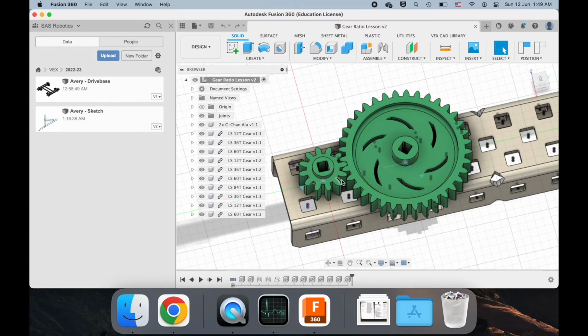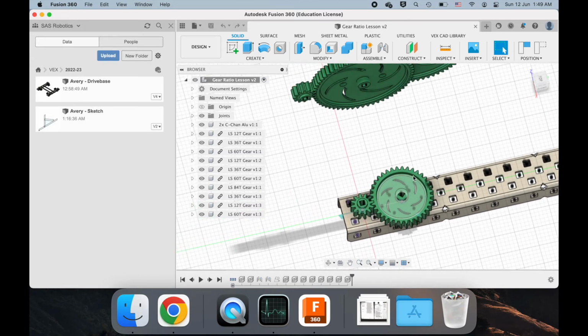Okay, a 3-to-1 gear ratio like this, when would it be used? I don't know, maybe on an intake. You don't need an intake to be super fast. Maybe you need it to have enough torque to push a ball of some sort into your robot, right? So in an intake, you might use a 3-to-1 gear ratio.